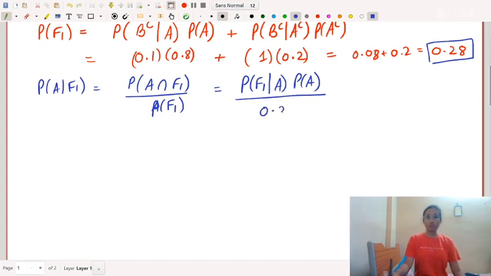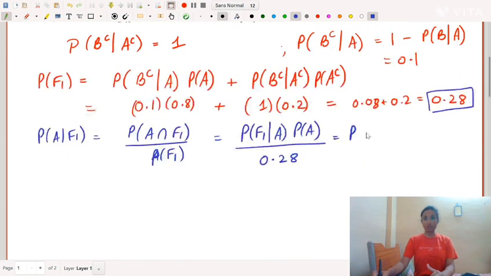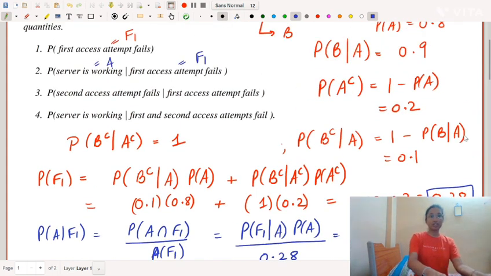Probability of F1 we know is 0.28. F1 is the same as B complement, alright. So probability of B complement given A is 0.1. So I will just put in the values, 0.1 and probability of A is 0.8, divided by 0.28. We cancel by 4, and 2 by 7 is our probability that the server is working given our first attempt fails.